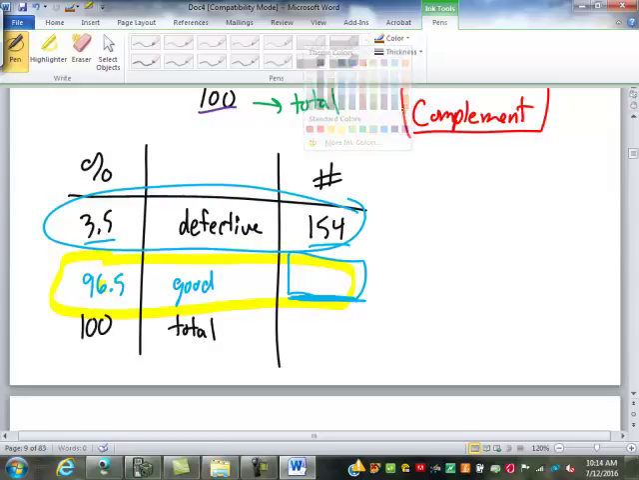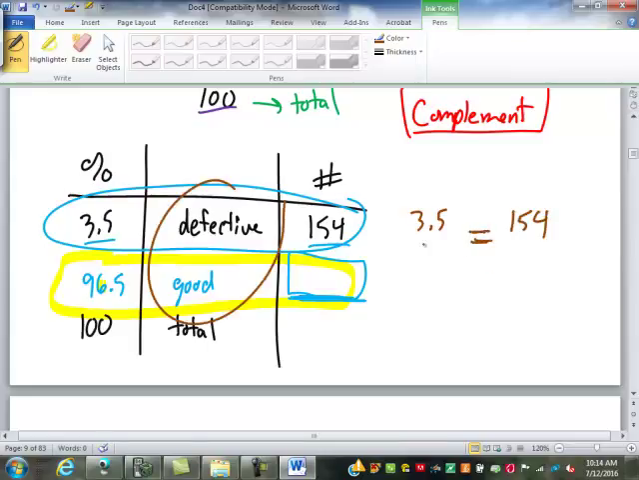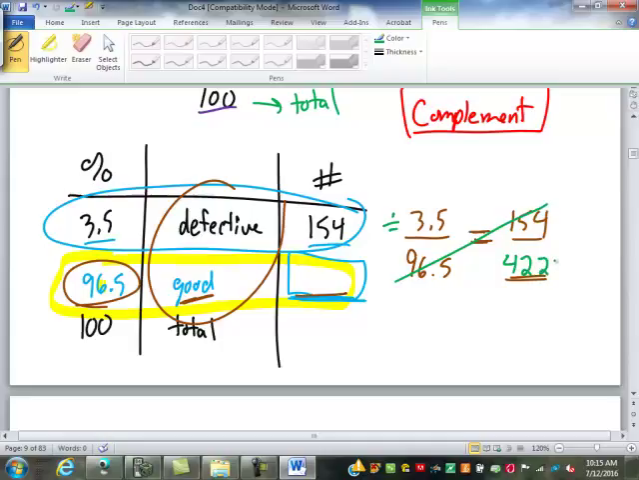So I could set up a proportion that looks like this, 3.5 on one side and 154. Notice I'm just replacing the words with the equal sign here. So the 3.5 goes with the 154. On bottom, what goes down there for the good? Do I know the percent side of that? 96.5. Do I know the number side? No, that's what I'm looking for. And if I cross multiply here and divide, what I get is 4,246, there you go.